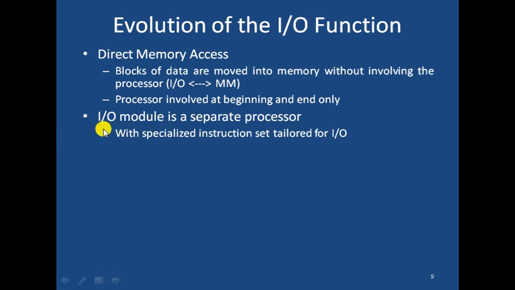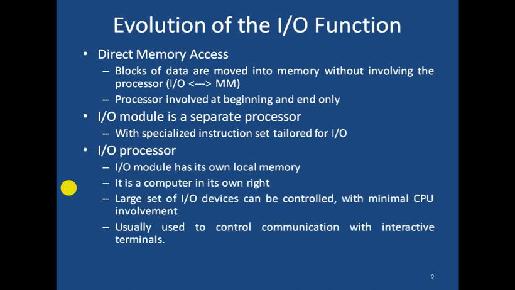Next, the I/O module as a separate processor. It consists of a specialized instruction set. So the I/O module was developed as a separate processor. When you talk about a separate processor, definitely it consists of its own instruction set. So it reduces the burden on the processor. Then later, a separate I/O processor was established. The I/O module was initially a separate processor, and later it changed to an I/O processor.